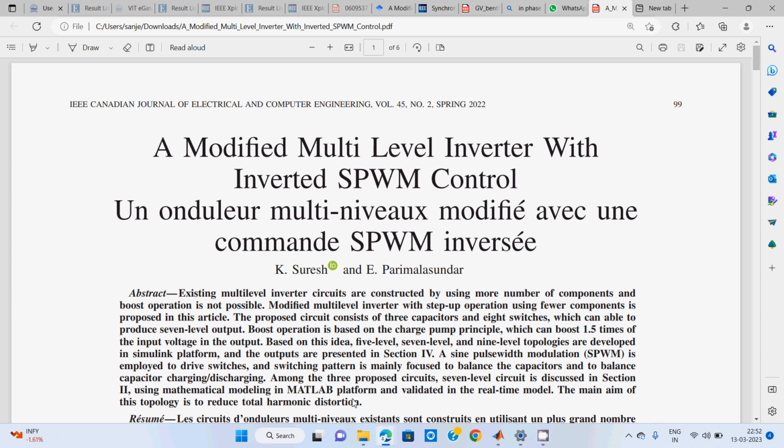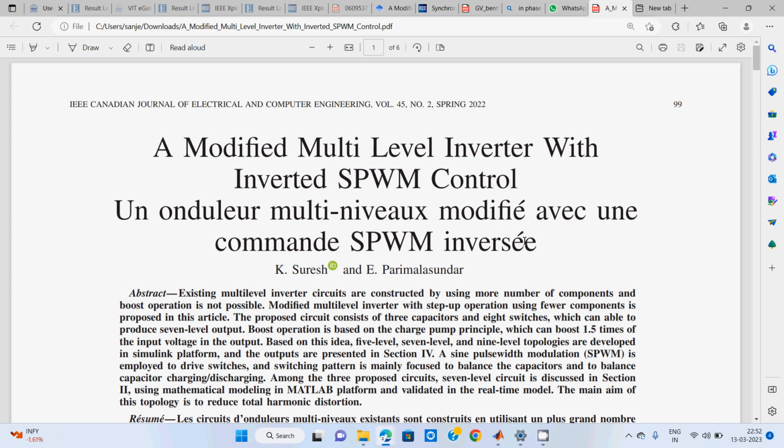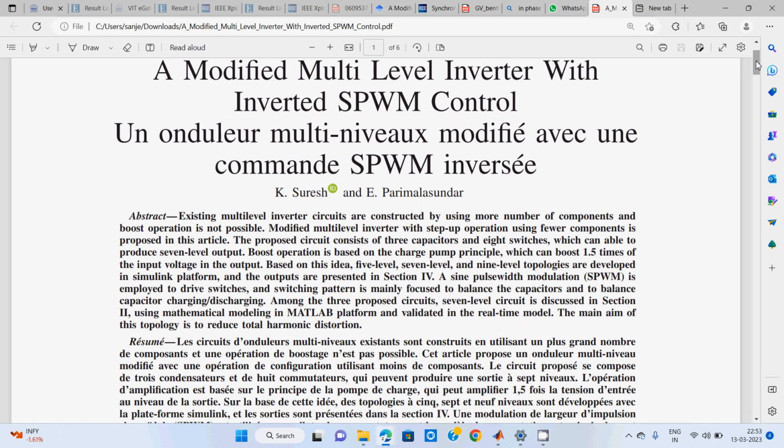And you know that the basic conversion of DC to AC is of three types. One is cascaded, second is flying capacitor, and third is diode clamp. Apart from these methods, conventional multi-level inverters have some disadvantages. It does not boost the voltage.